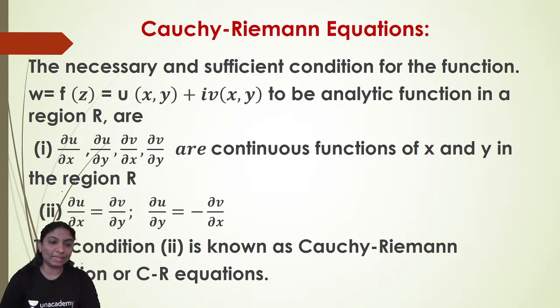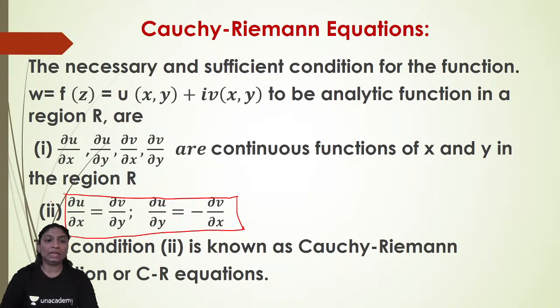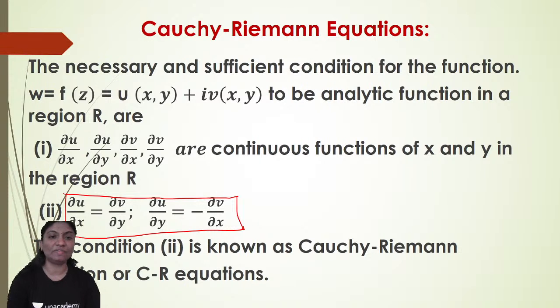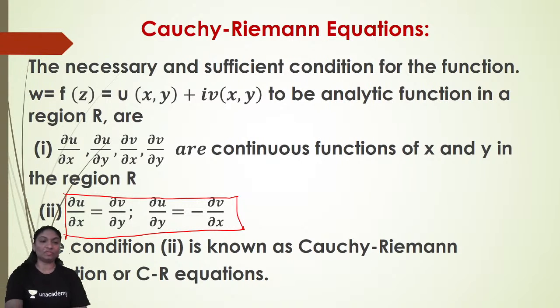So these conditions are very important. It is Cauchy-Riemann equations. Okay, ∂u/∂x is equal to ∂v/∂y, and ∂u/∂y is equal to minus ∂v/∂x. The condition 2 is known as Cauchy-Riemann equations or CR equations. These conditions are very important to find out whether the given function is analytic or not. Okay, so in that case we will check whether the given function f of z satisfies this CR equation. Then we say that the given function is analytic.